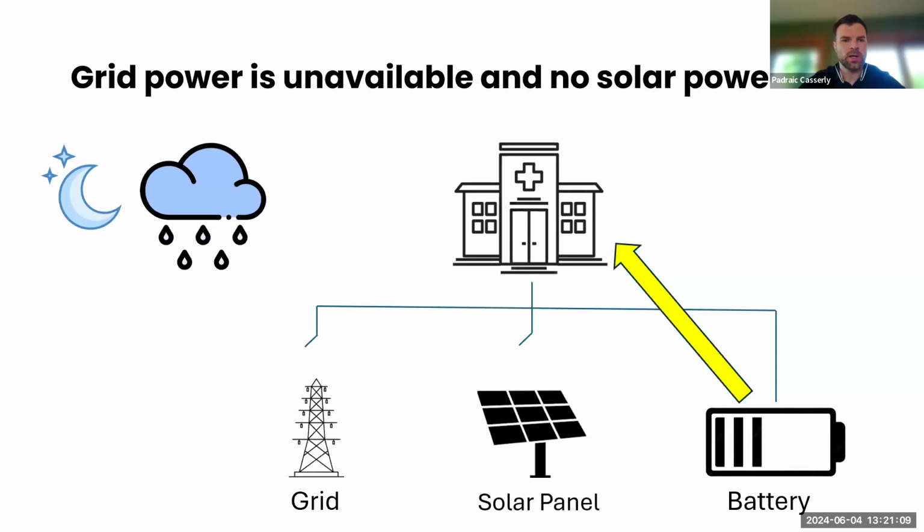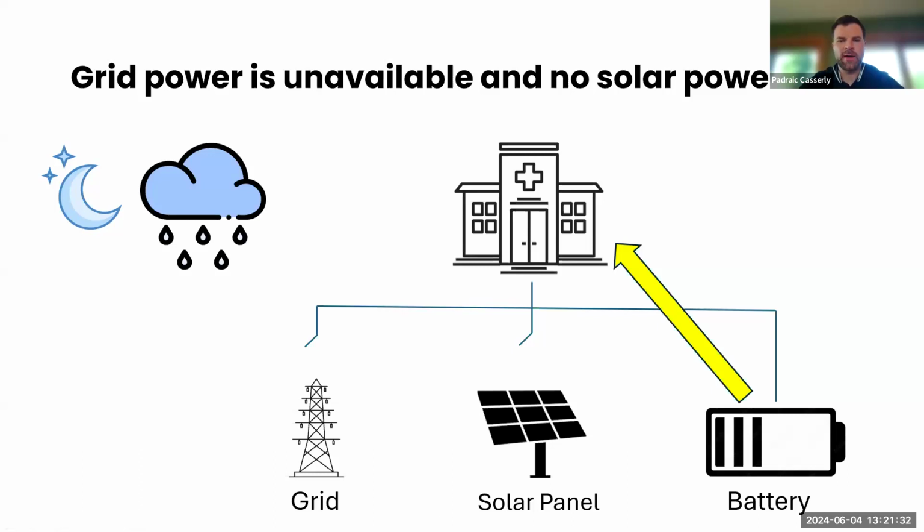Next slide, please. But as we know, oftentimes grid power is unavailable as well. And when this occurs during rainy days or at nighttime, then pediatric units will have to rely on battery power to power the electrical devices within a pediatric unit.